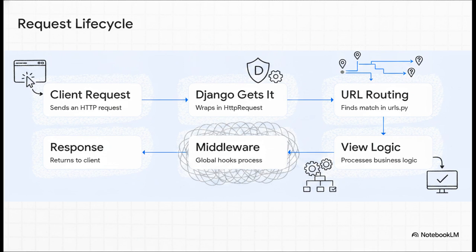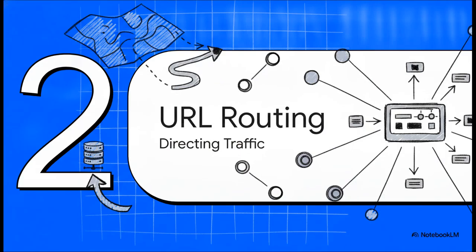Now, let's trace the exact 6-stage lifecycle of a request. It all kicks off when a client clicks a link, sending an HTTP request. Django receives this and neatly wraps it up into an HTTP request object. Then URL routing jumps in to figure out exactly where this request needs to go, eventually handing it off to the view for the actual business logic. But woven throughout this entire pipeline is middleware, which does its thing before Django finally hands the finished response back to the user.